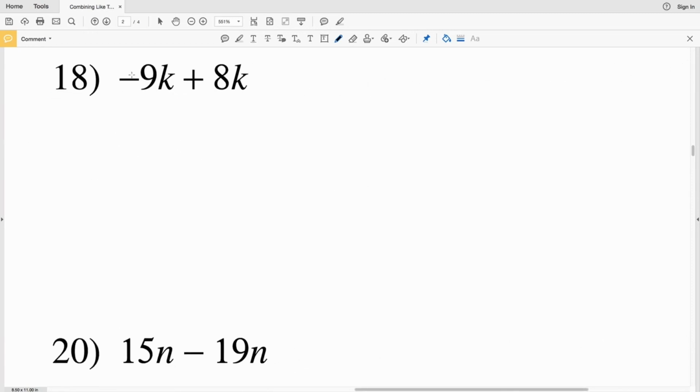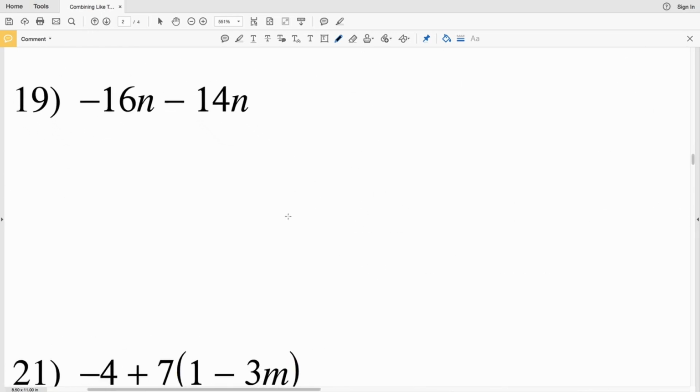Number 18, we're combining negative 9k and 8k through addition. So negative 9 plus 8, you can think of this. If you wanted to pull the k out of each term, it would be negative 9 plus 8 times k. Negative 9 plus 8 is a negative 1, so that's going to be a negative 1 times k, which is simply a negative k.